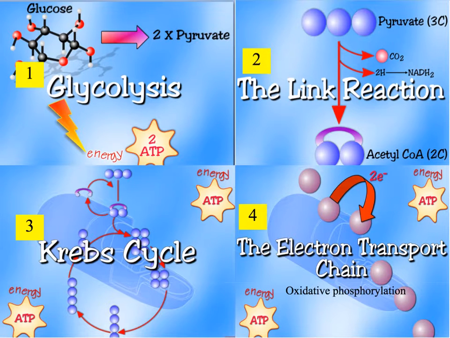So let's get on and look at the different aspects of respiration. So as you can see by this image, there are four main parts to aerobic respiration, and that's what we're going to talk about first. And the first one is glycolysis, second is the link reaction, then the Krebs cycle, and then the electron transport chain known as oxidative phosphorylation.